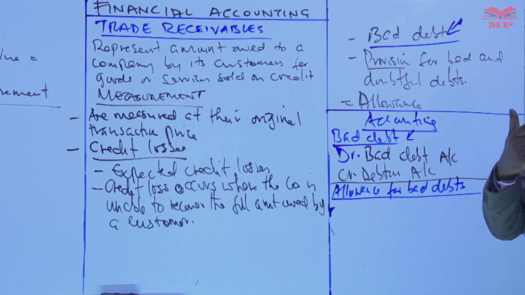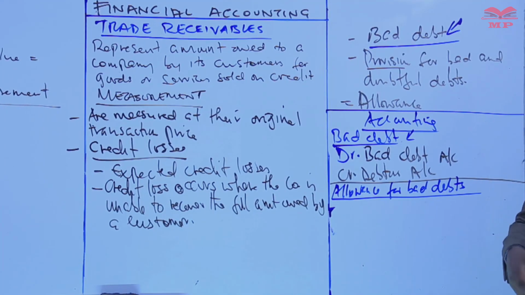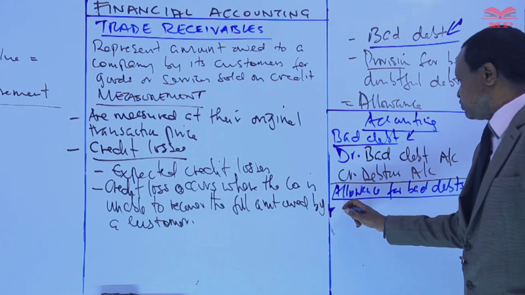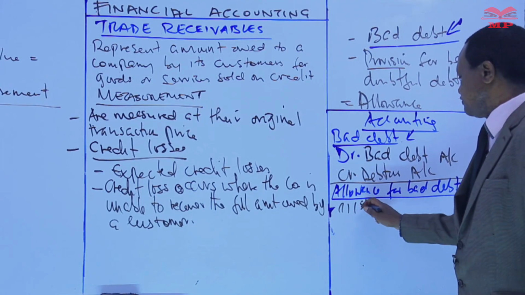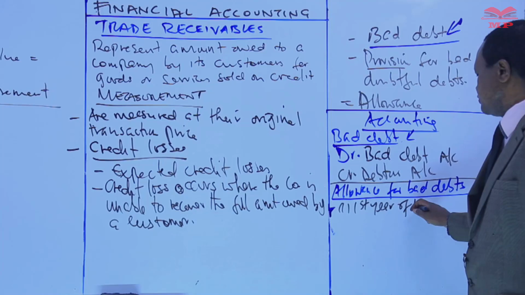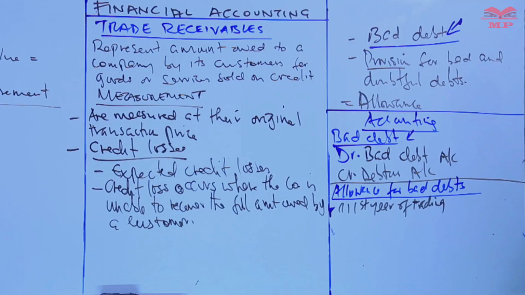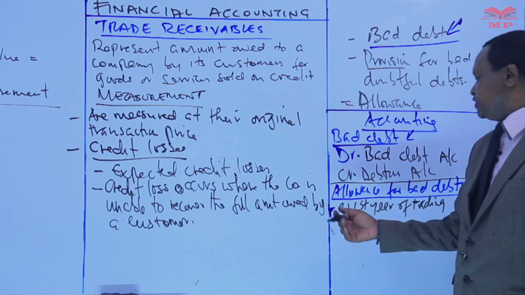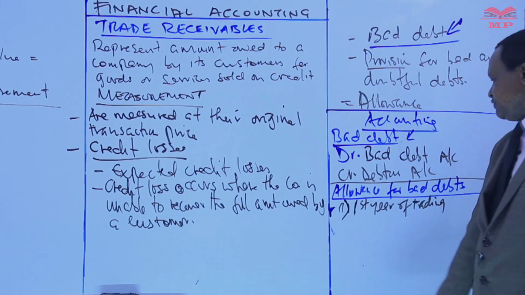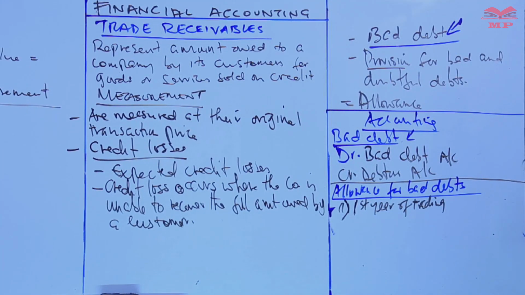If it is the first year of trading, one instance is the first year of trading. The first time you sold these goods to the debtor, that very first year will be different from subsequent years. This is the first year. Accounting for allowance for bad debts for the first year is different from the way you account for the same for subsequent years.